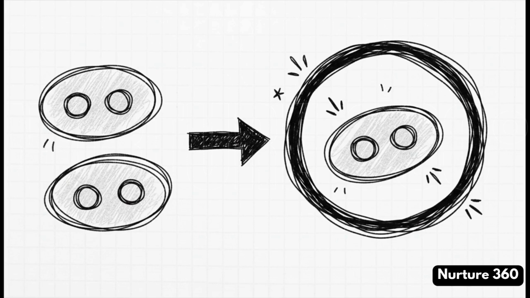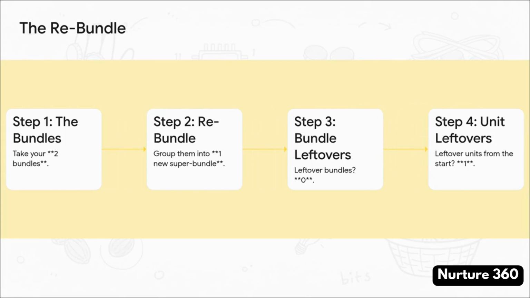Okay, here comes the most important rule of all. Listen close. Anytime you get a group of 2 of anything, you have to bundle it again. So since we have 2 bundles, guess what we do? We bundle the bundles. This idea right here is the real key to thinking in base 2. Let's walk through this rebundle step by step. We take those 2 bundles we just made. We follow the rule and we group them into one brand new super bundle.